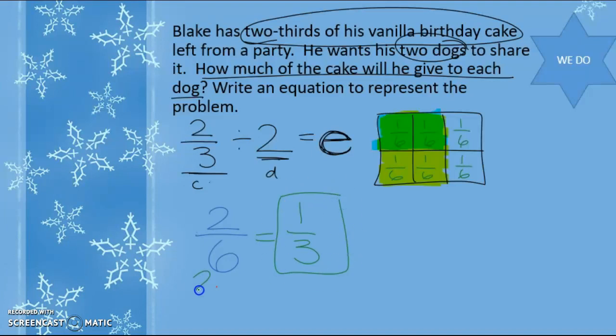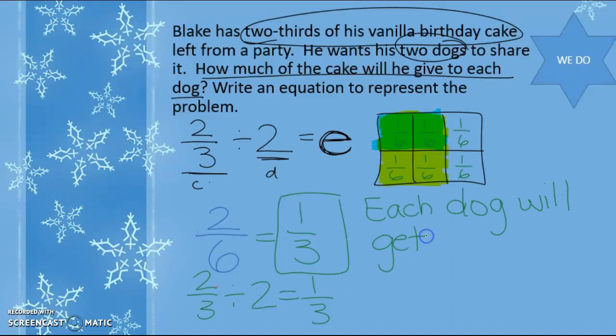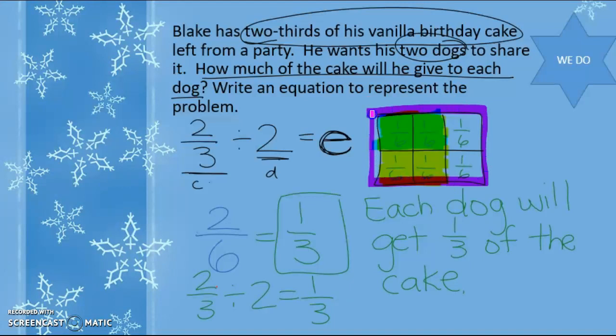So we would say 2/3 divided by 2 equals 1/3. Each dog will get 1/3 of the cake. And the reason that's true is because the question we were asking is what fraction of the whole cake? This is the whole cake. But what Blake had left was just the 2/3. He took that 2/3 and split it in half, and that's the part that's all black. I hope that makes sense.